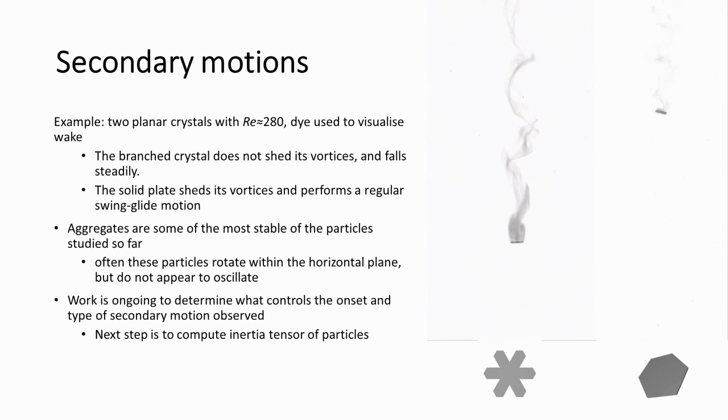What's really interesting actually is that some of these aggregate particles, which have a really regular geometry, are some of the most stable shapes that we've studied so far. They can have a stable configuration even at Reynolds number of order 1,000. And what's interesting is they often rotate within the plane, but they don't appear to oscillate at all. But we still don't really understand what controls this yet, and we're going to be doing more work to look into that, potentially looking at things like the inertia tensor of particles.